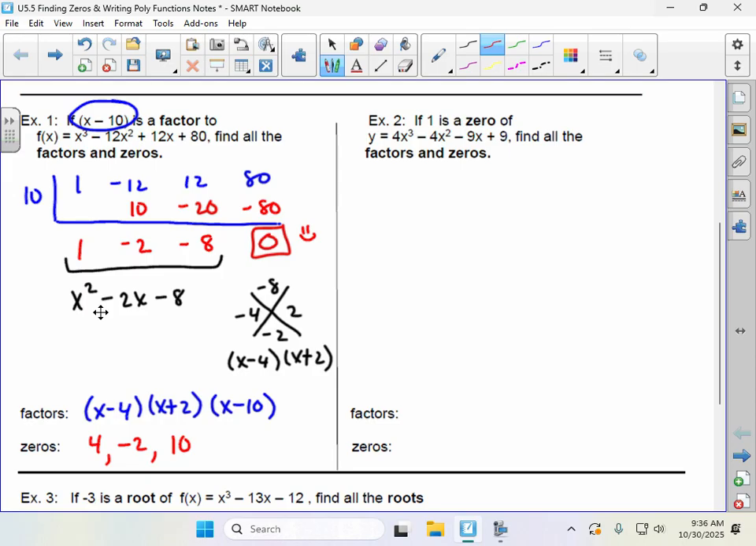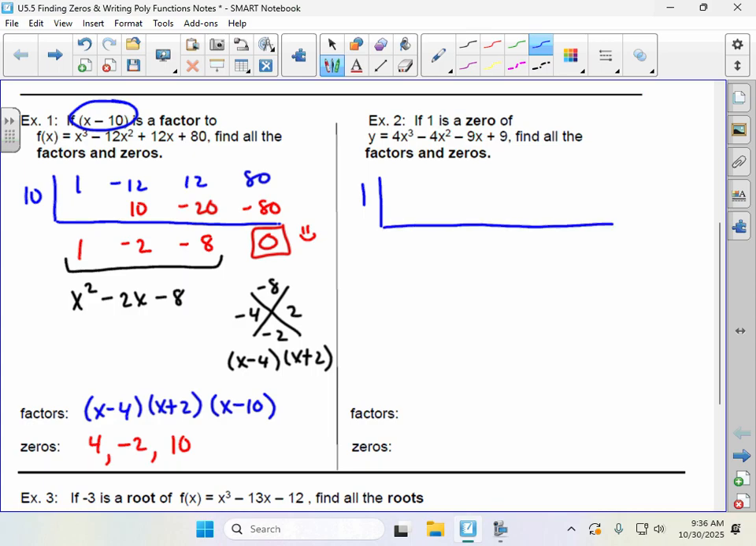All right, example 2: if 1 is a 0 of this polynomial, find all the factors and zeros. Now they're giving us the 0 instead of the factor, so you want to see the difference. If 1 is a 0, then we don't change the sign. We keep it positive 1.